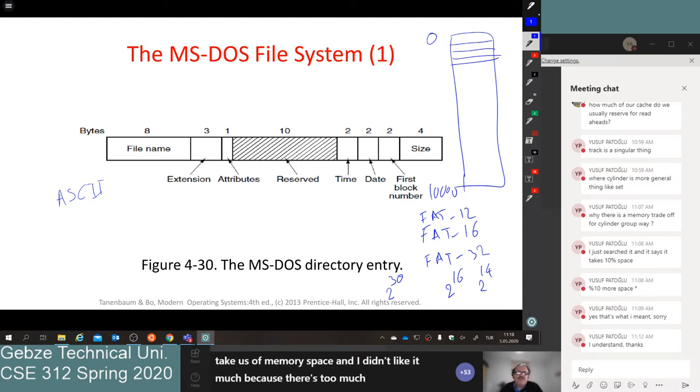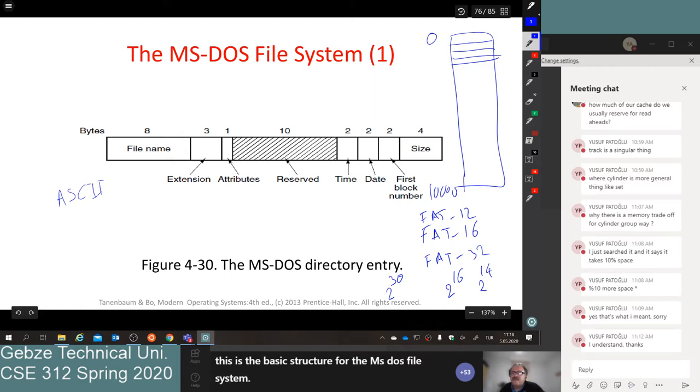That's why Unix people invented inodes. They don't keep the linked list for the whole disk. And I have the size of the file in 4 bytes, in terms of bytes. This is a block number, this is size in terms of bytes. Okay, this is the basic structure for the MS-DOS file system.